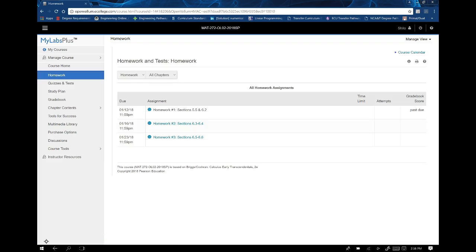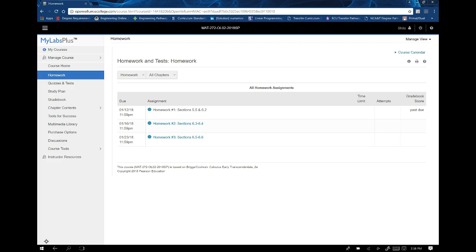So you'll see that homework number 1 has already been due. It says past due over here under gradebook score. These are my scores. So obviously I did not work on homework number 1. It has the due date. Homework number 1 is not a link. I can't open it back up from here. But homework number 2 is actually a link. I could also click on it from here, and it says the due date. Homework number 3 is also a link, and it has the due date. So you could click on your homework from here as well.